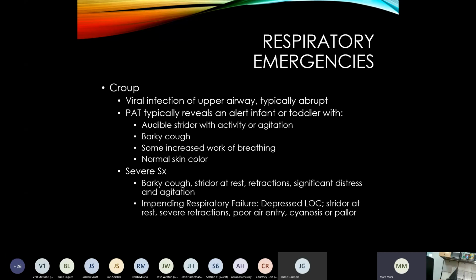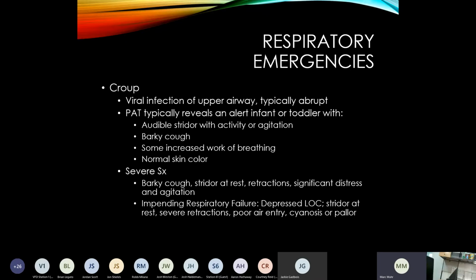Severe signs are when they start to develop that barky cough. And for those of you who have seen a croupy kid, you'll never forget what that sound and appearance of the child is like. They can become stridorous at rest. They develop intercostal and abdominal retractions with their work of breathing. They develop significant distress and agitation.